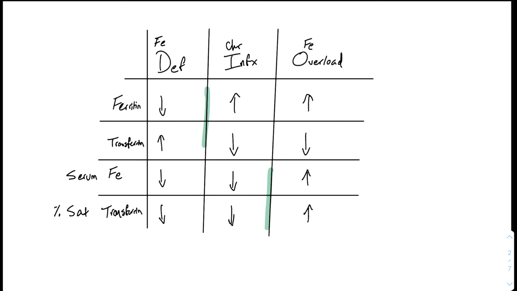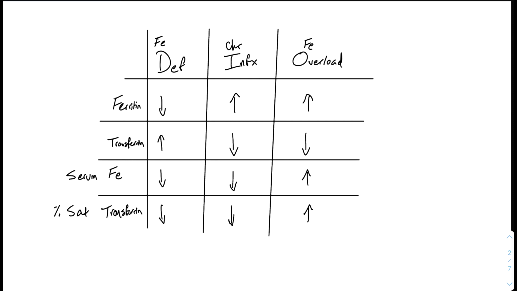Now, what you can hopefully see here is that iron deficiency is the exact opposite of iron overload, and then chronic infection, half of it is opposite to each of these. So once more, if you just remember one of the columns and you know when the signs are supposed to flip, then you're able to derive all the information for the other columns. All right, so that's cool and all, but there's still more information we can get out of this table.